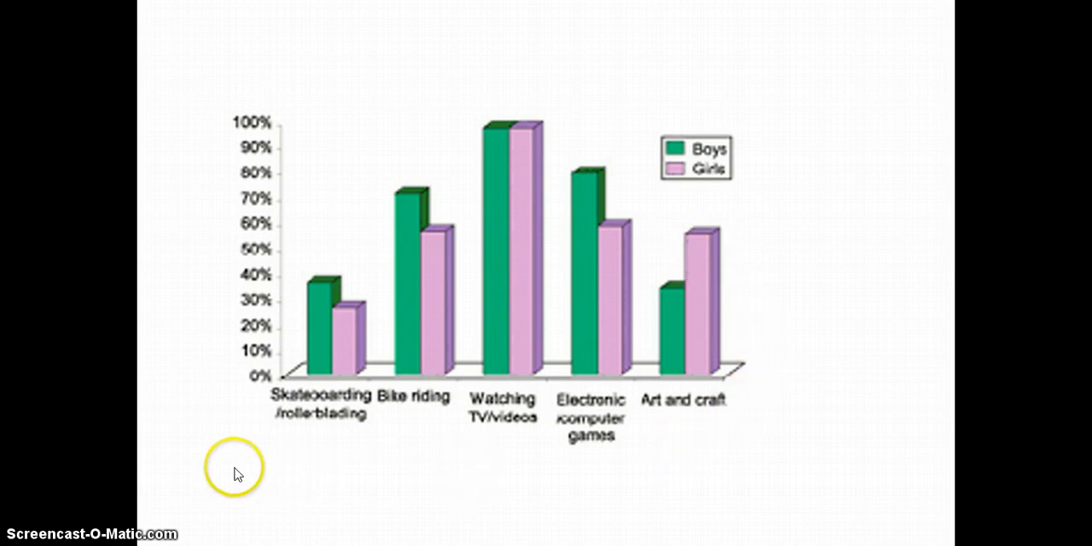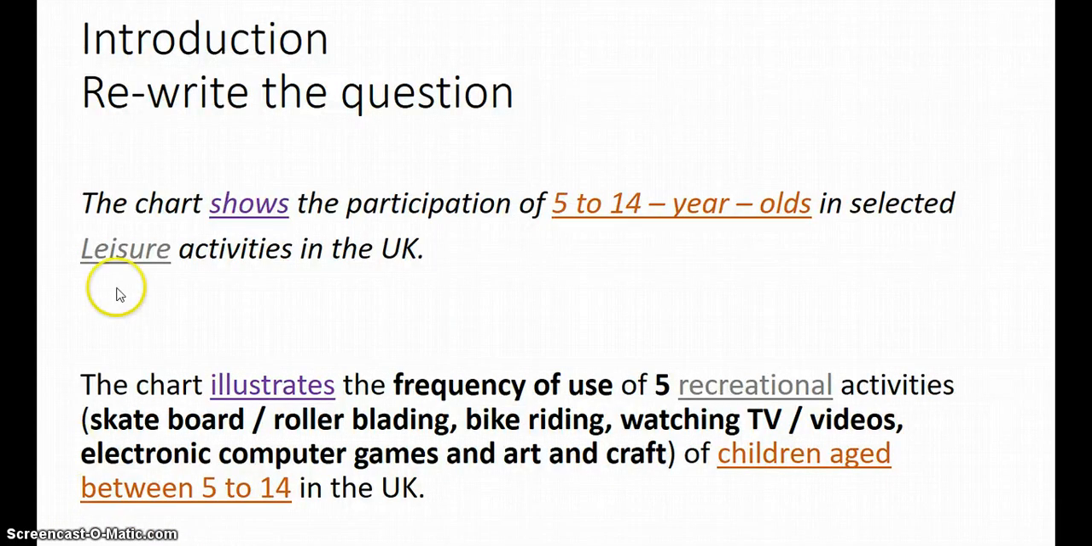Now we're going to look at how to write the introduction for this task. In order to write the introduction, we have to rewrite the question and also add any information from the chart itself. So let's take a look at the question again. The chart shows the participation of 5 to 14-year-olds in selected leisure activities in the UK. As you can see, I have underlined certain aspects of the question, and these are the aspects that I have given a synonym or have paraphrased in my introduction. You can see I've also added other information that you can't find in the question, but this is what I have got from the chart itself.